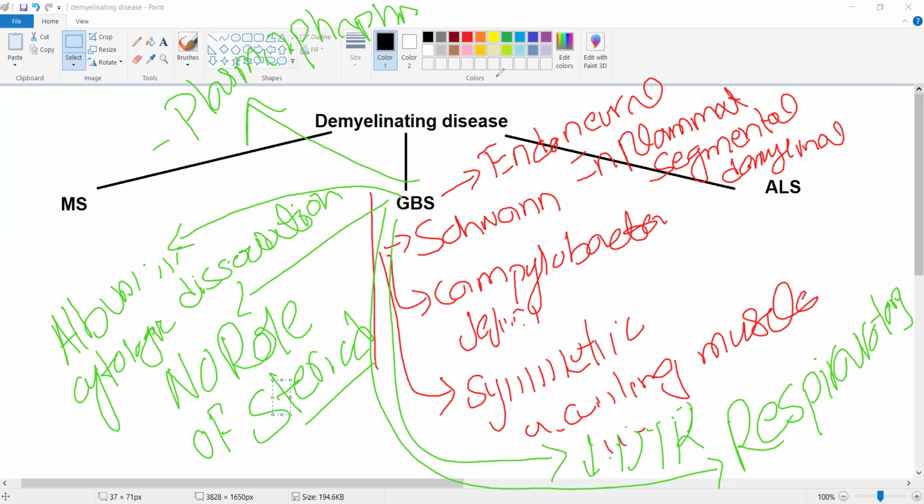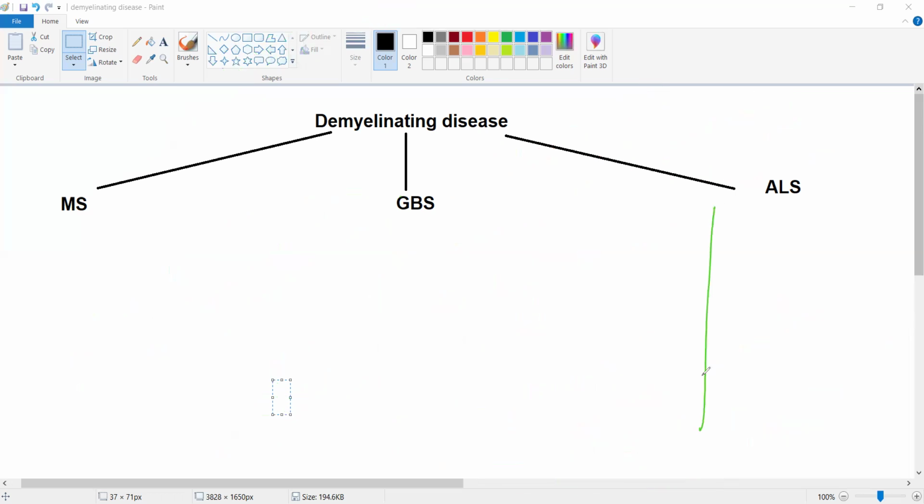amyotrophic lateral sclerosis. Amyotrophic lateral sclerosis is basically the combination of upper motor neuron plus lower motor neuron disease. It is also known as motor neuron disease in the UK. In the USA, it is also called by a fancy name. Can anybody tell? Lou Gehrig disease. In America, it is known as Lou Gehrig disease, but in the United Kingdom, it is known as motor neuron disease.